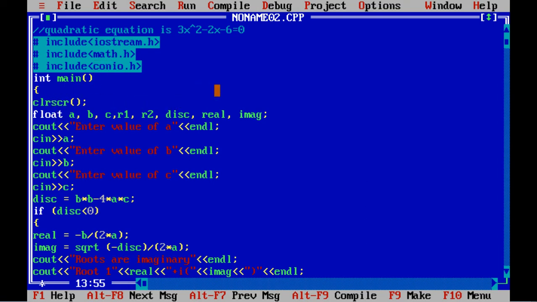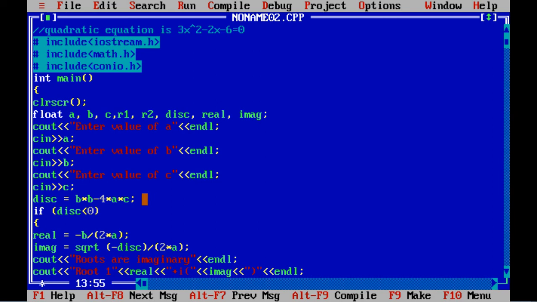First of all, the declaration of the variables, here a, b and c. A is 3, b is −2, and c is −6. We can initialize these variables, or we can ask the user to enter the values of a, b and c. R1 and R2 are the two variables used for the square root, not the roots of the quadratic equation. Disc is used for b² − 4ac, as mentioned here.